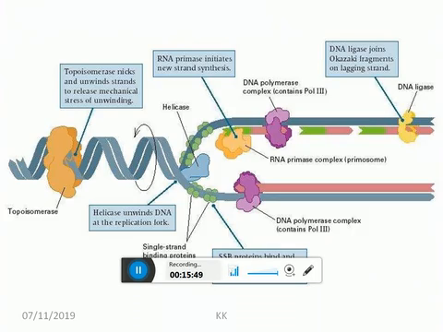What are the enzymes involved in this? Topoisomerase, RNA polymerase, RNA primase, DNA ligase, helicase, and single-stranded binding proteins. These are the enzymes involved in the DNA replication process.